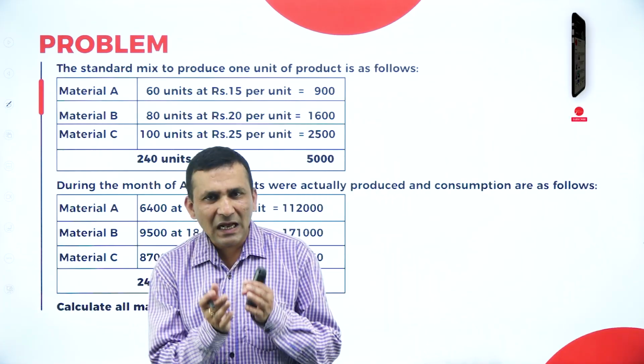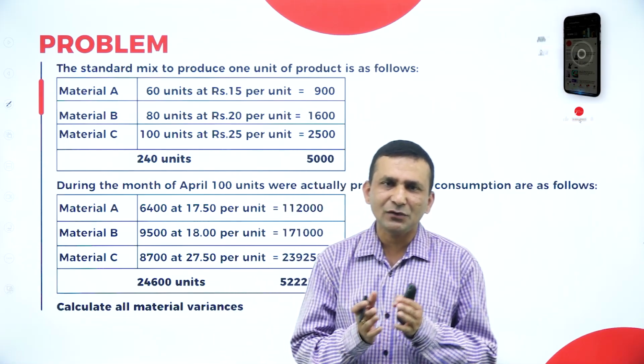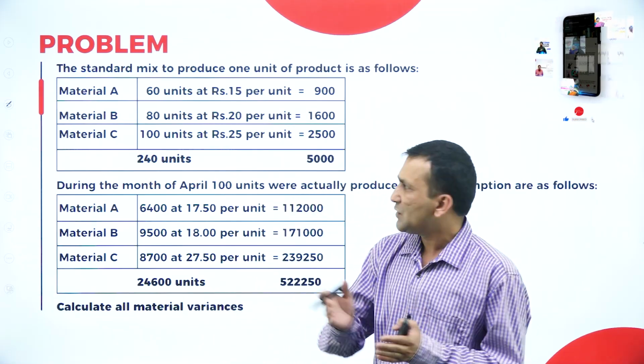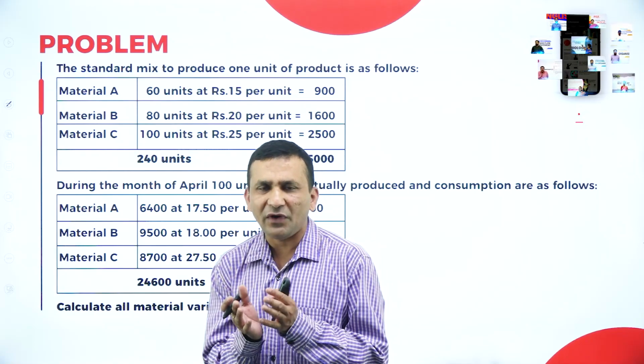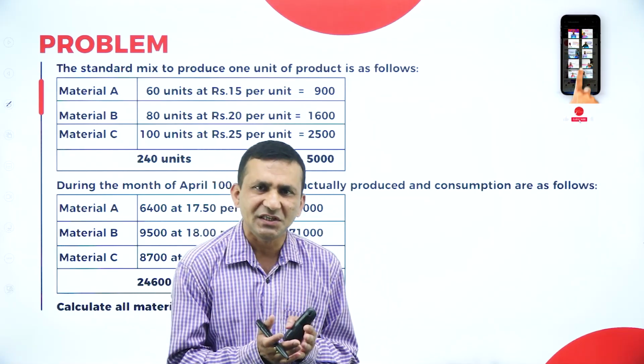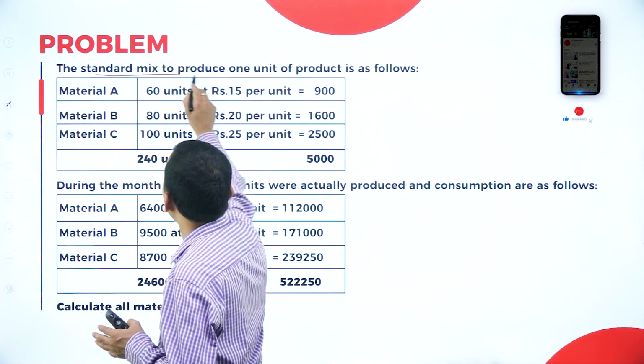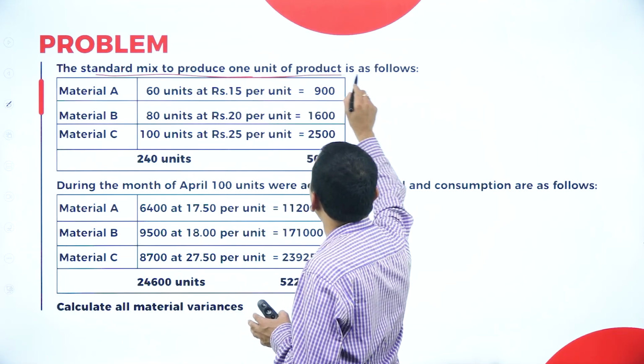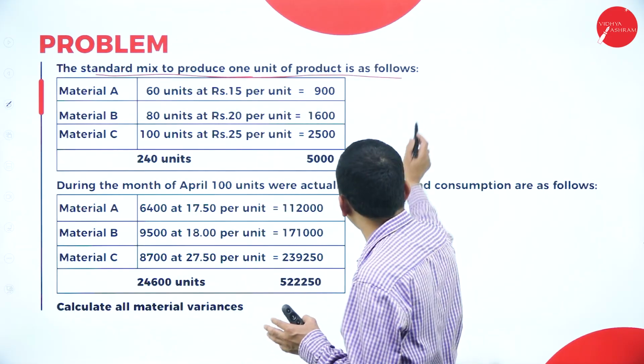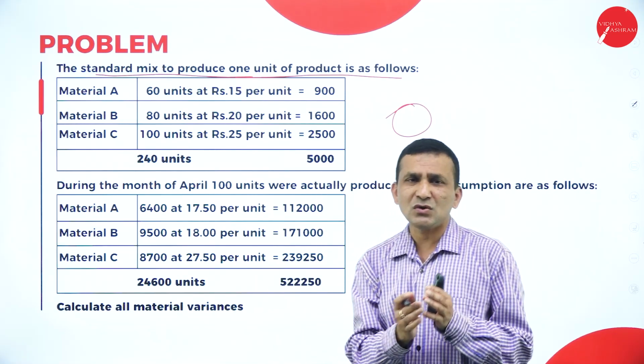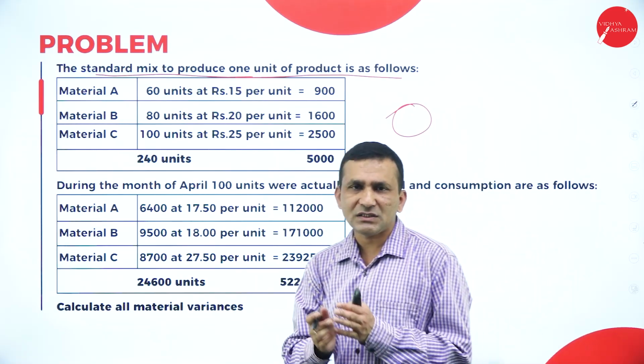In the last session, the problem was related to no mix of material. This one is about producing a final product by mixing materials. For example, the standard mix to produce one product is as follows. To produce one specific product, we are using different combinations of materials.